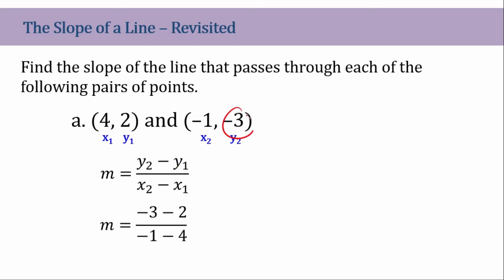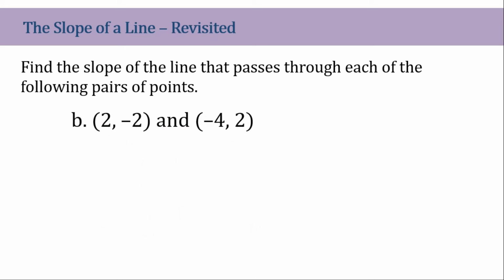So negative 3 minus 2 all over negative 1 minus 4. Now let's simplify the numerator and denominator. Negative 3 minus 2 is negative 5, and negative 1 minus 4 is negative 5 as well. To simplify it further, the slope of the line that passes through these 2 points is 1.